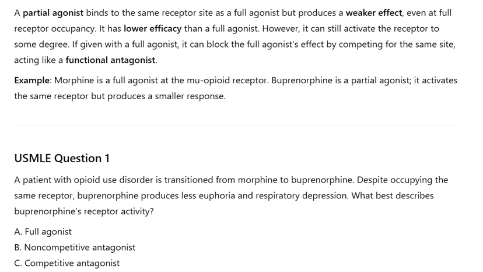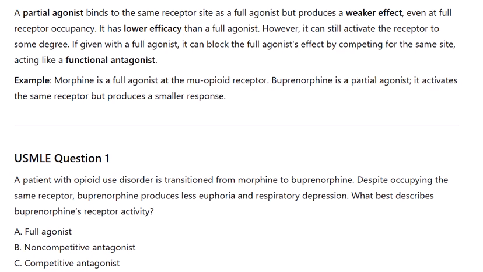If given with a full agonist, it can block the full agonist's effect by competing for the same site, acting like a functional antagonist. Example: morphine is a full agonist at the mu-opioid receptor. Buprenorphine is a partial agonist. It activates the same receptor but produces a smaller response.